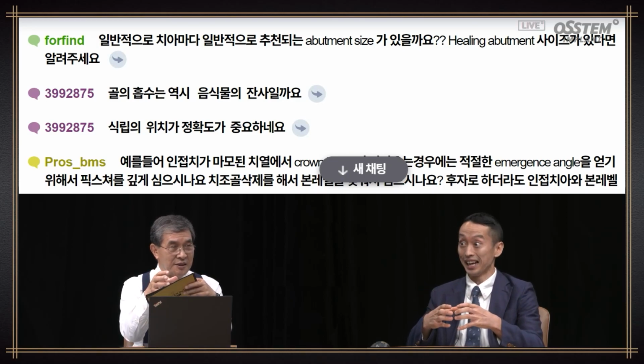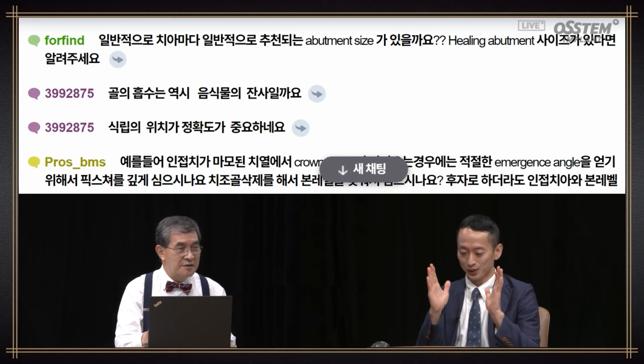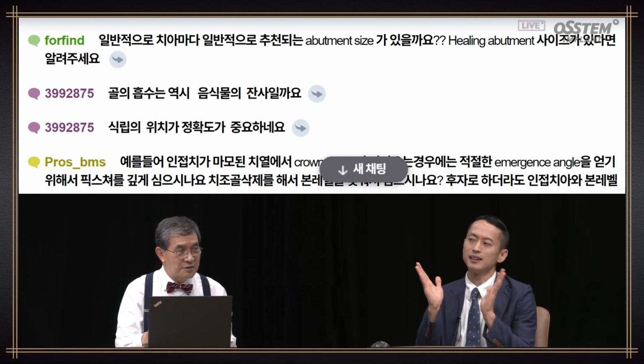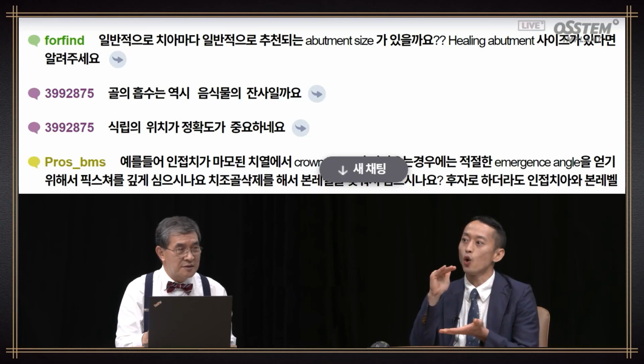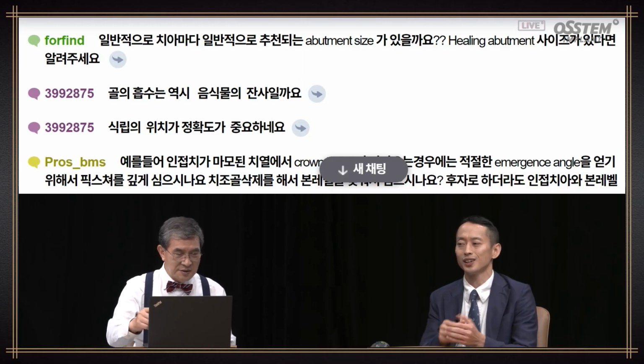The diameter of healing abutment, not the length. I think it also differs depending on the length because the angle differs. If the height is 5 millimeter in atrophied ridge, it should not exceed 5 millimeter, but it may differ depending on the soft tissue thickness.